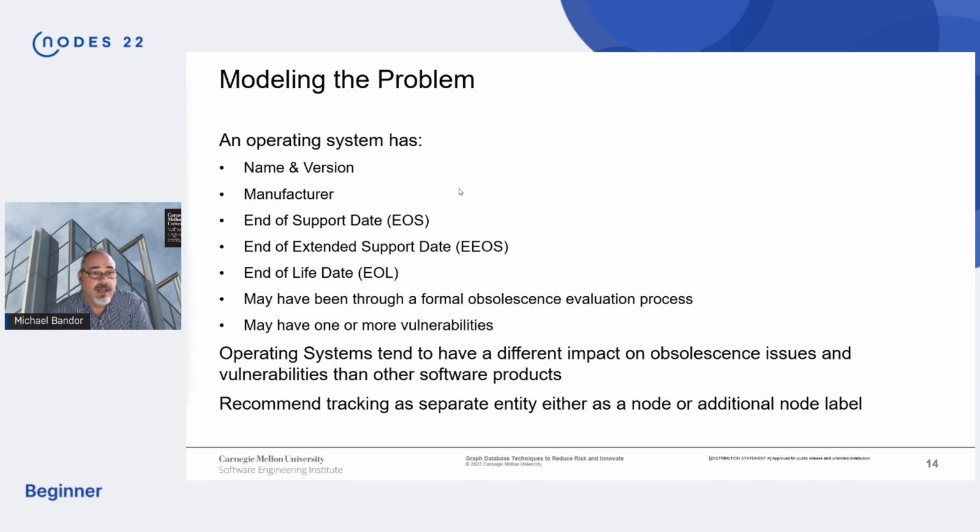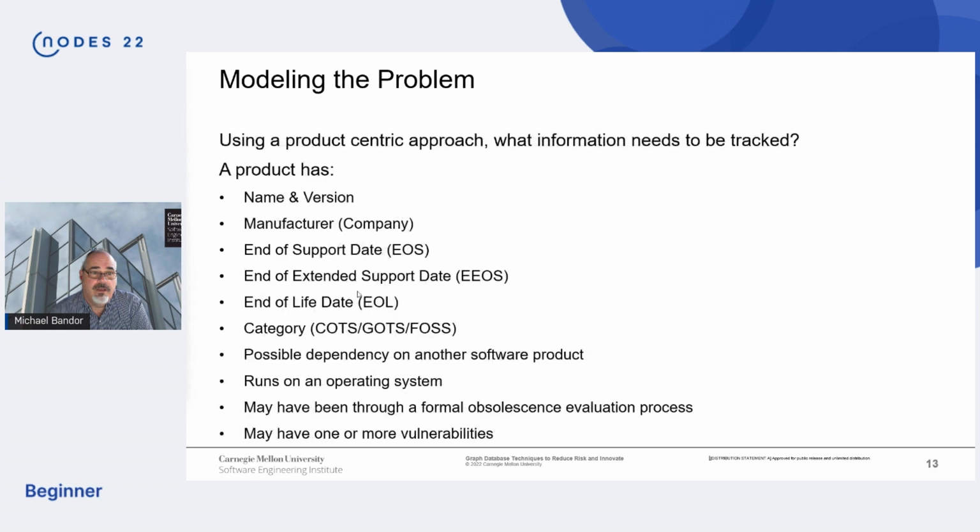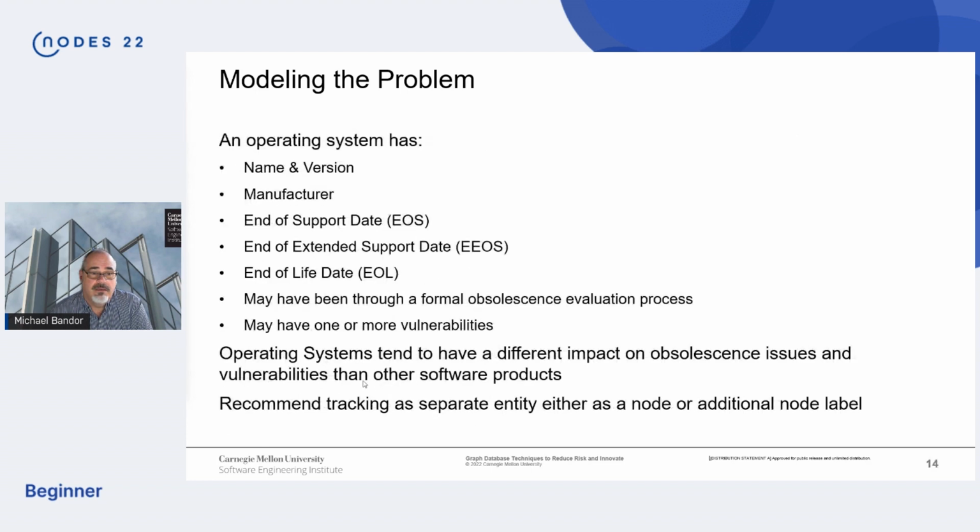So we also looked at it from an operating system perspective. You still have the same ideas with name and version, manufacturer, end of support, end of extended support. The difference is that an operating system change has a much greater impact on your system than a single product. So initially, when we went into this, we were leaning towards tracking the operating systems as a separate entity or node. You'll see we changed our mind slightly on that.